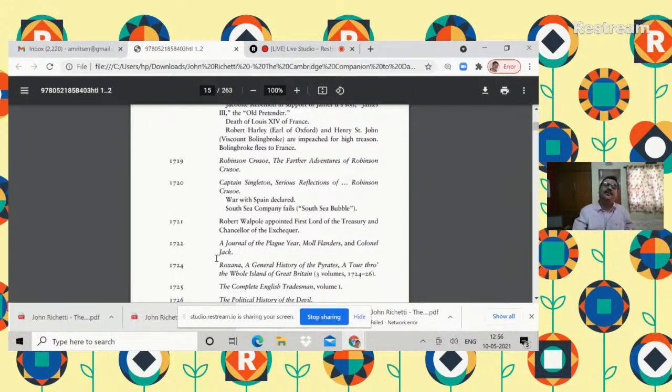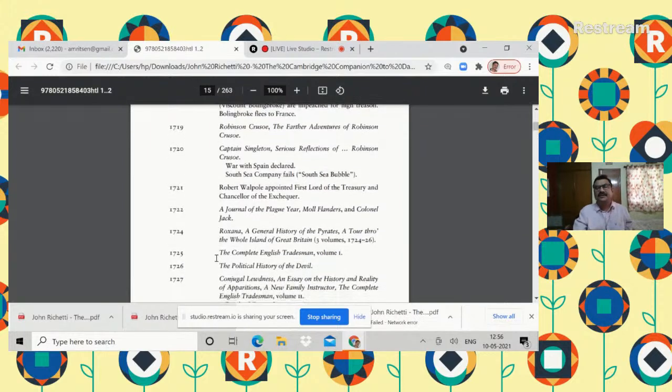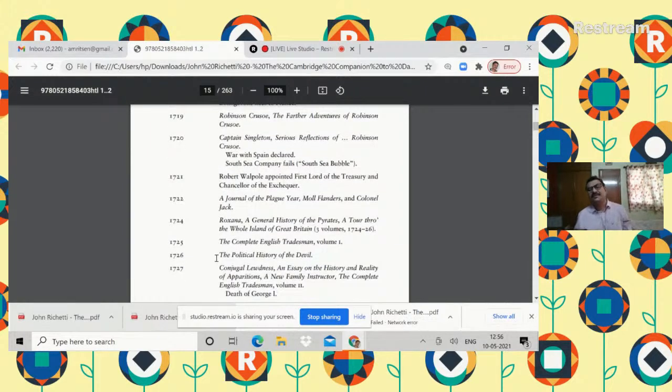Now, 1724 is, of course, Defoe's last major novel, Roxana. And notice once again, he's writing a general history of pirates. So his interest in criminality, in different kinds of piracy, especially high sea piracy, becomes very important, because high sea piracy was once again a great threat to the trading and the commerce of England.